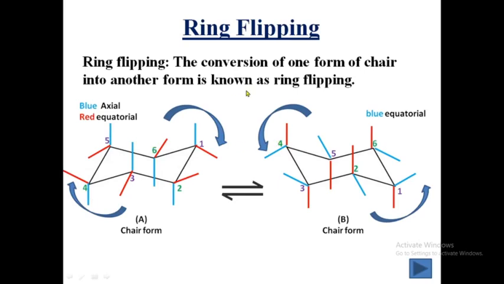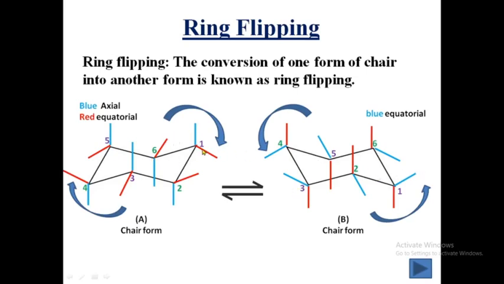One more thing about ring flipping is the direction of the bonds. If you see the direction of the axial bonds at carbon number 5, carbon number 3 and carbon number 1, it's the upward side. Let's go to 1, 3, 5 in the flipped structure. So see 1, 3, 5, and what's the direction of the blue bond? The blue bond is still upward, so the direction is not changed.